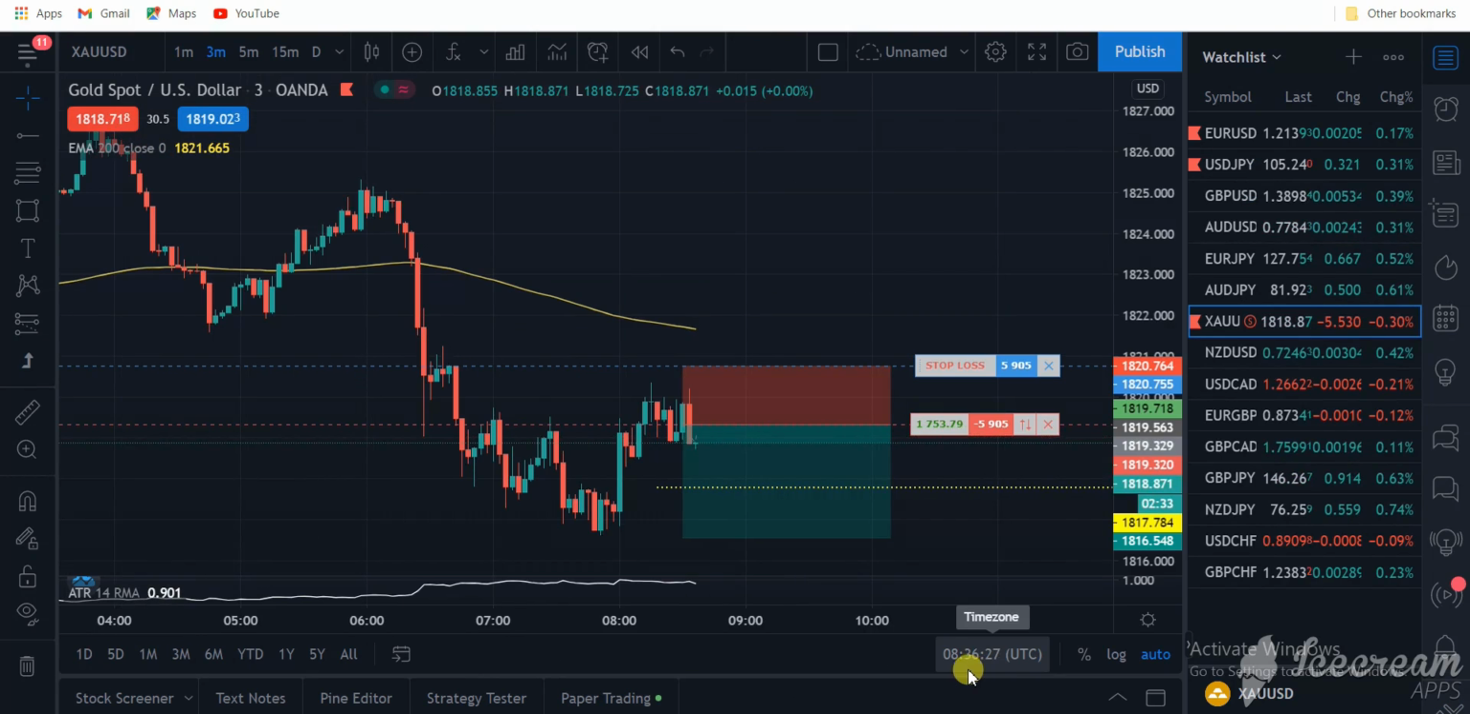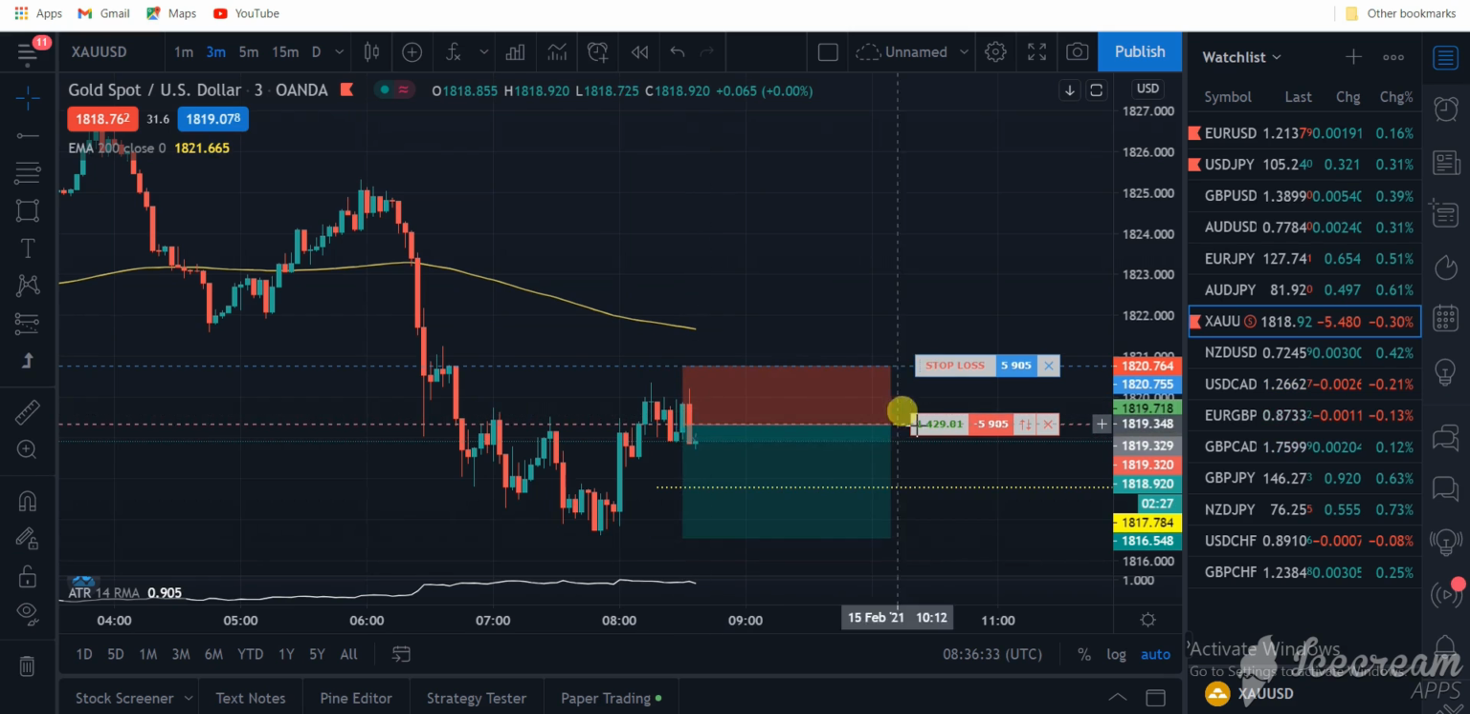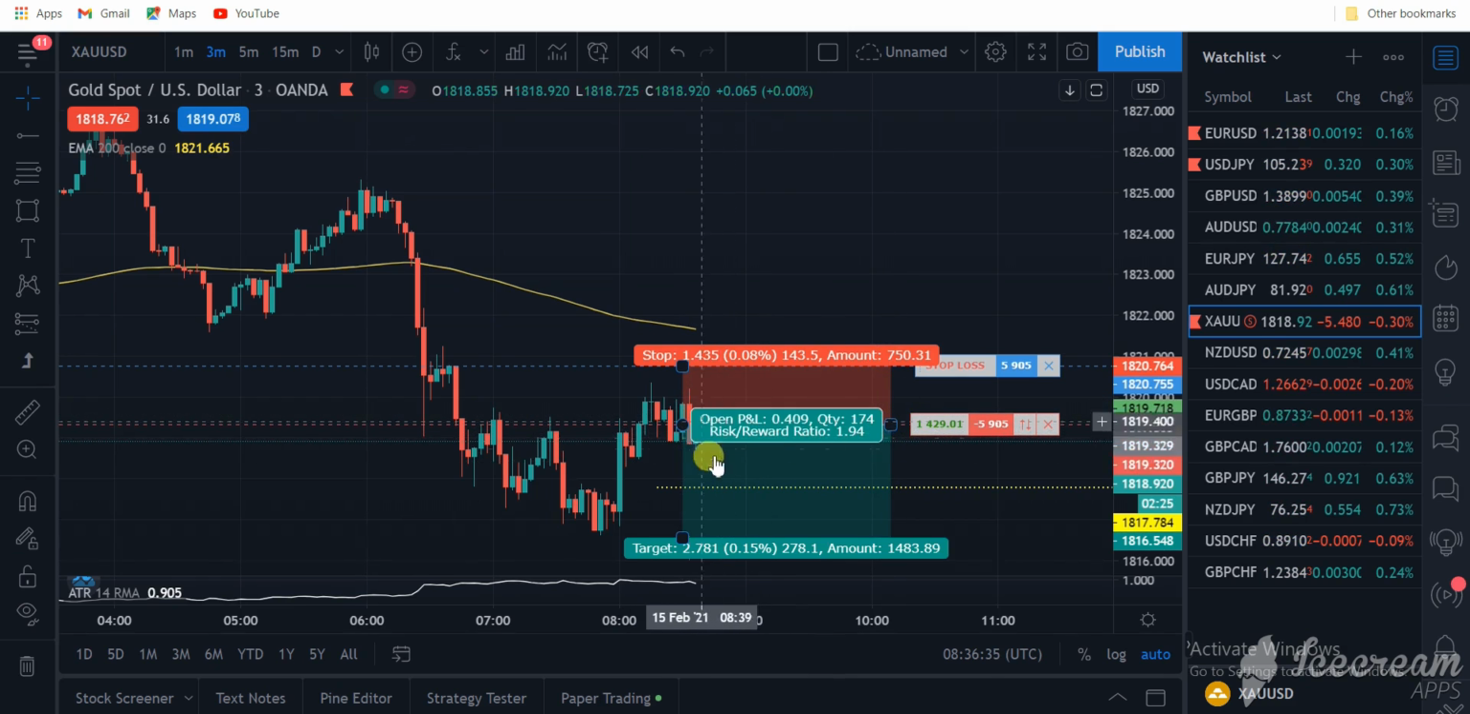Alright guys, as you can see, the price is moving straight into profit, so let's wait for the result of this trade. And yeah, 1,400 plus, so let's wait for the result of this trade.